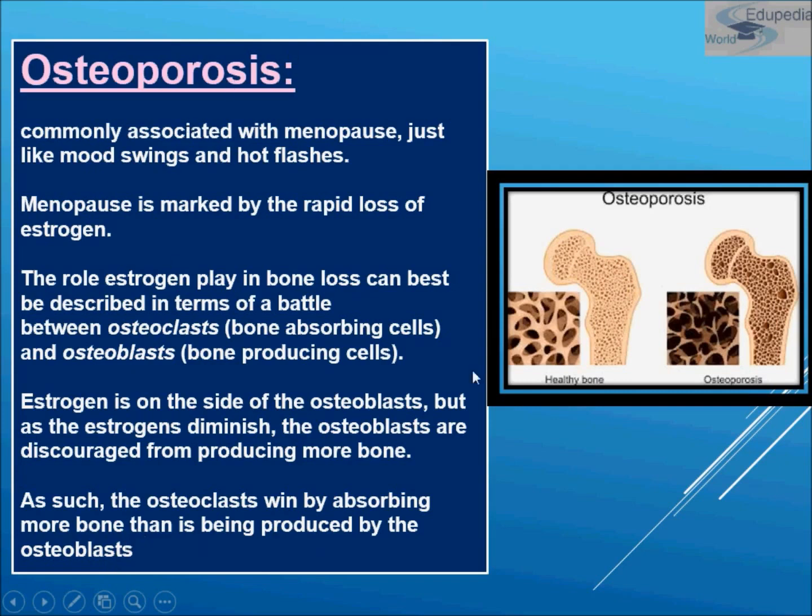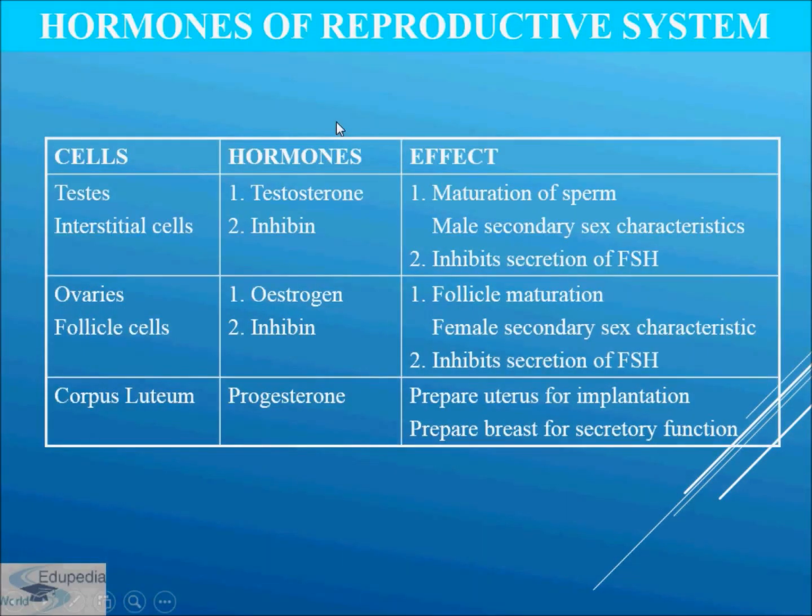So this is osteoporosis, in which the bone becomes fragile and more prone to fracture. This is the healthy bone and this is the fragile osteoporosis bone, which becomes very prone to fractures. Okay, so this is the third disorder which is associated with the ovaries. So far we have studied ovarian cyst, ovarian cancer, and osteoporosis. Now, hormones of the reproductive system.